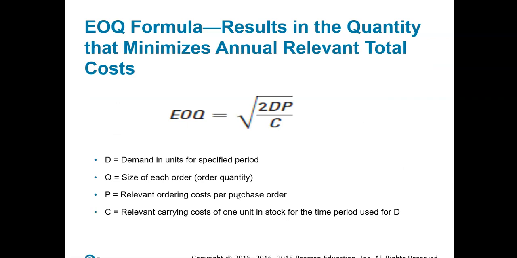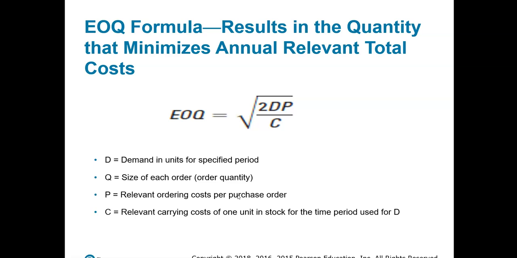So here is our formula, the EOQ formula, that results in minimizing annual relevant total costs. The formula is designed to get the optimal order size each and every time. Let's say my economic ordering quantity says I have to order 250 units each time I reorder. Then at 250 units, I am minimizing the total relevant ordering costs and the total relevant carrying costs for that particular item.